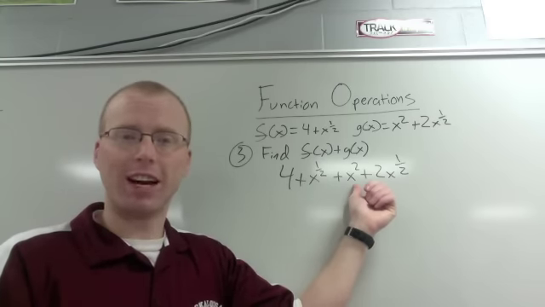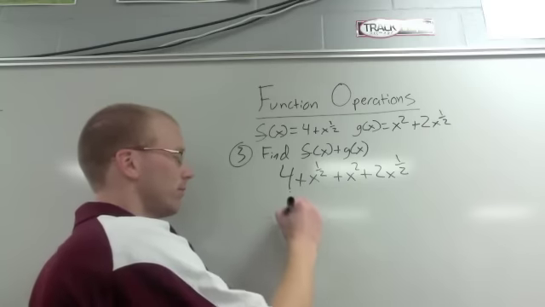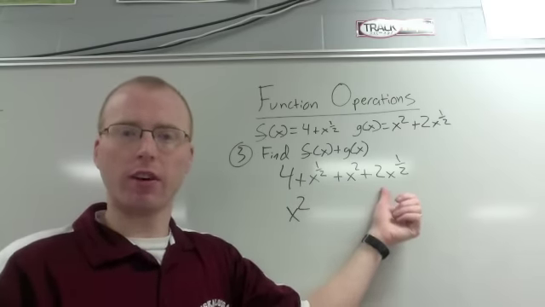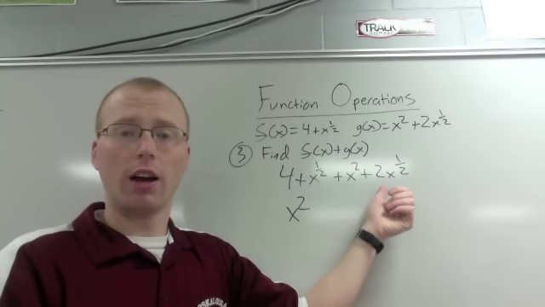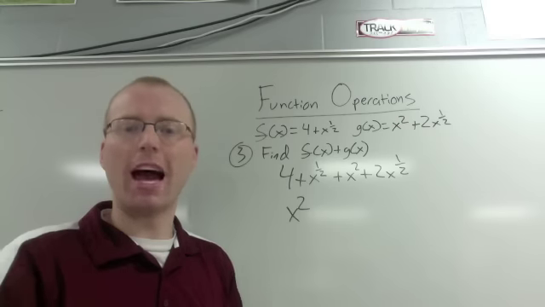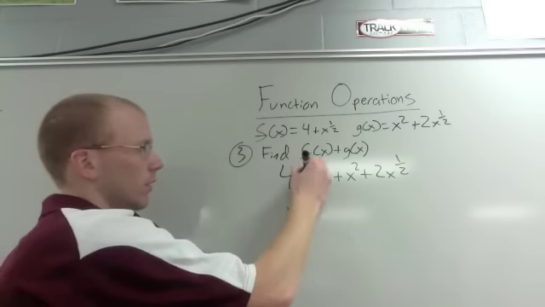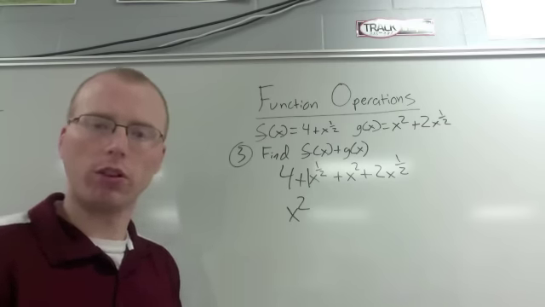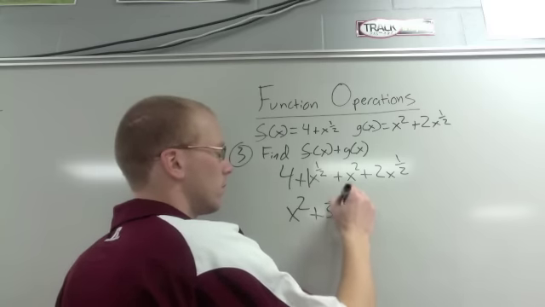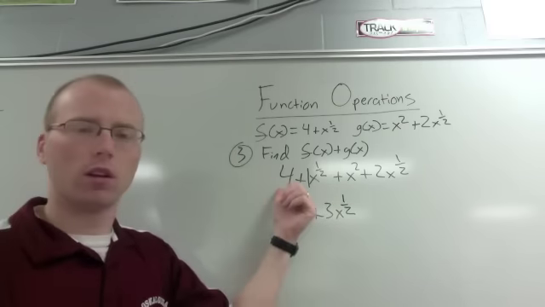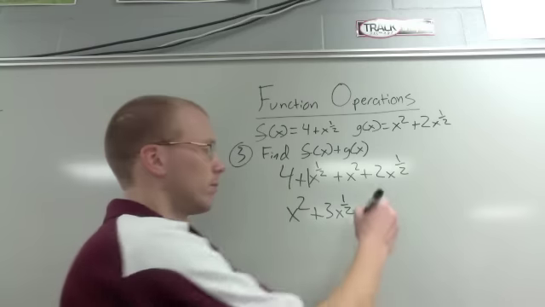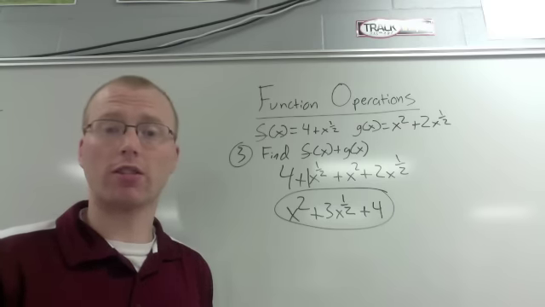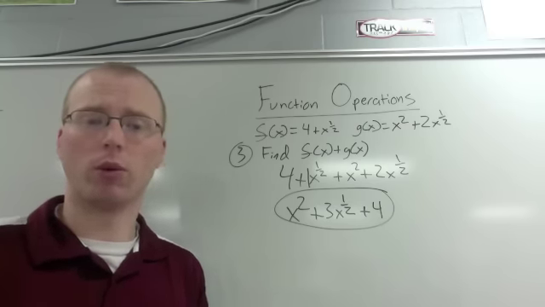See, I have an x squared. I just have one x squared. I have an x to the 1/2 and a 2x to the 1/2. So I can add those together. Remember, when we add variables, you add their coefficients together. So x to the 1/2 is the same thing as 1x to the 1/2. 1 plus 2 is 3. Then I have 4 left over. So when I add these two functions together, I get x squared plus 3x to the 1/2 plus 4.